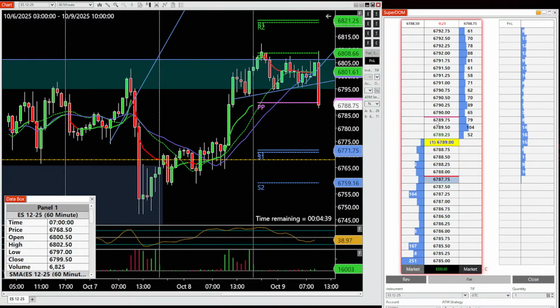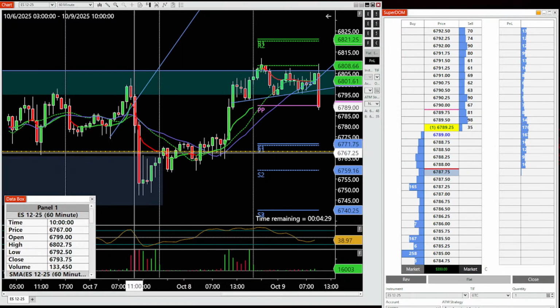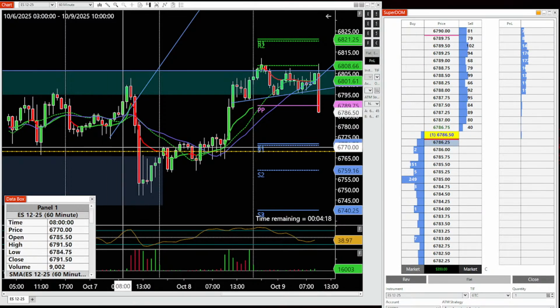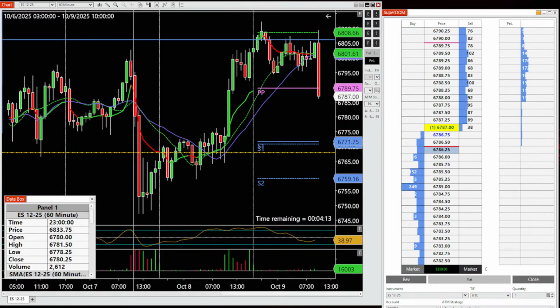So right here, this is the pivot, and this right here is the current low. So it can keep breaking lower. The current day low. How long do we got? 5 minutes. This could do a lot of damage in 5 minutes.